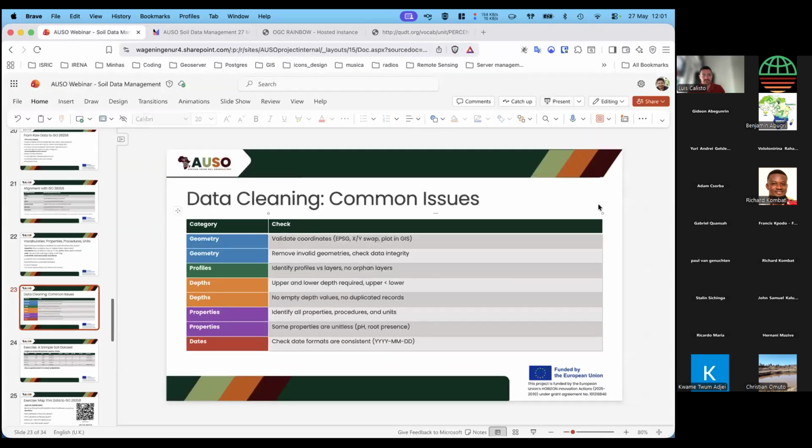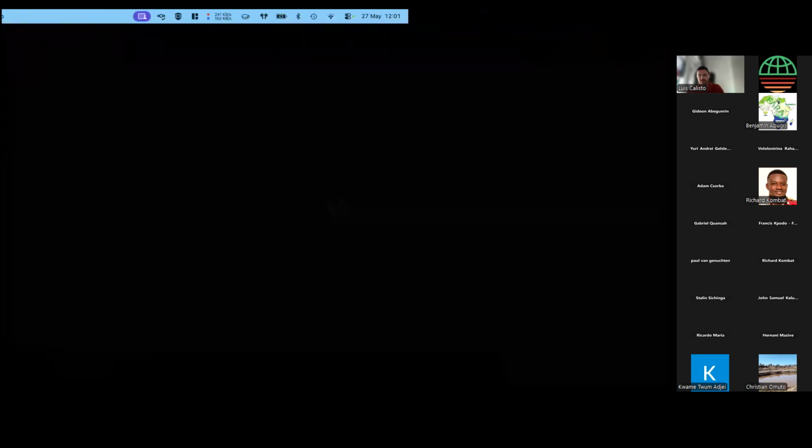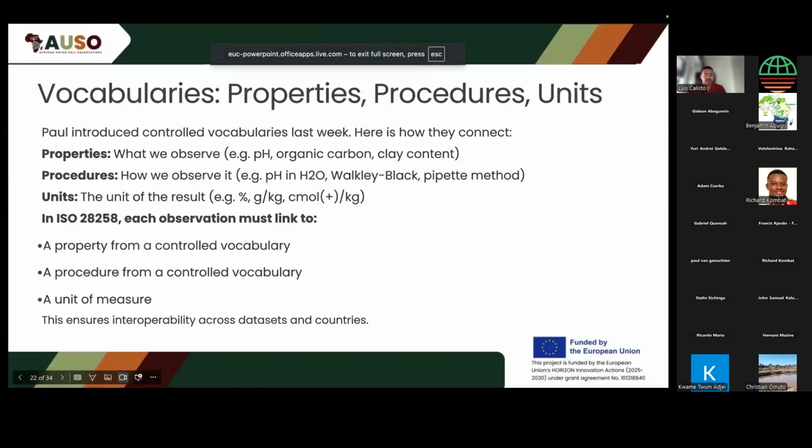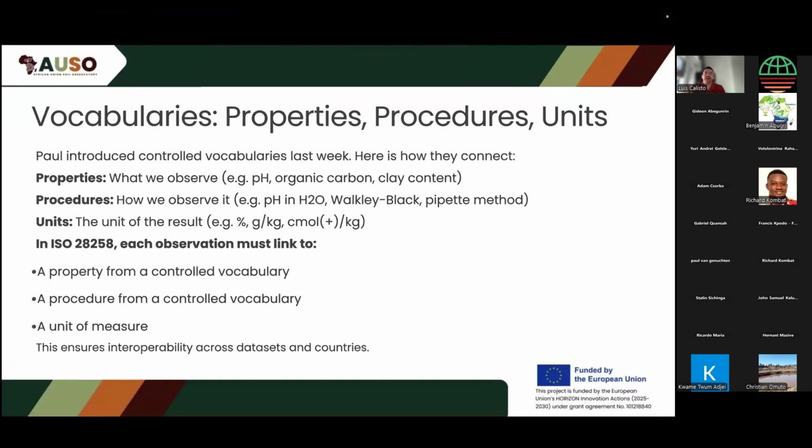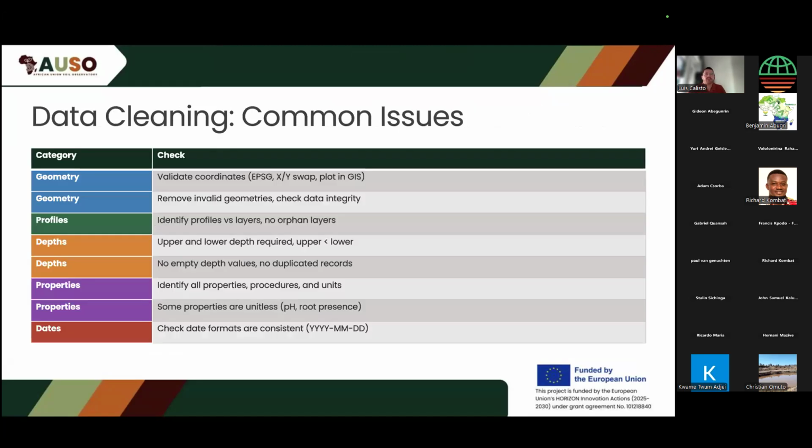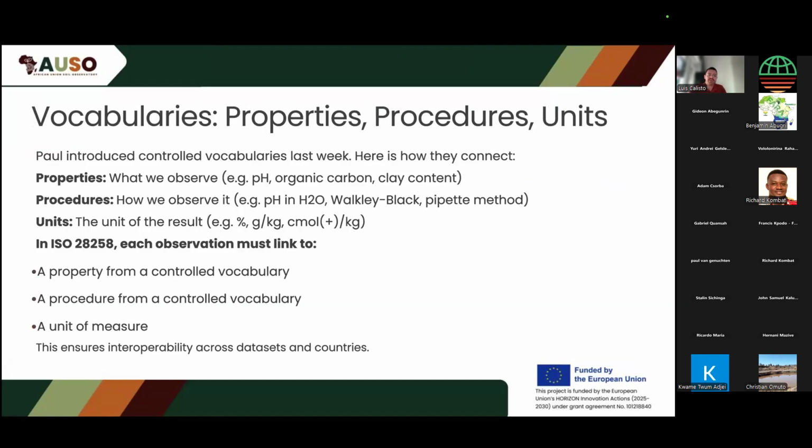Let me share it. So why are these vocabs important? Exactly for interoperability. And for the future, I know exactly what I'm measuring, how I'm measuring, and the units that I'm using. This is very important. Okay, moving forward. Are there any questions about the vocabs and the properties, procedures, and units?